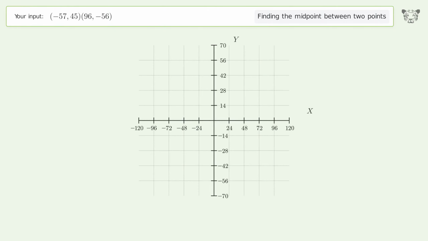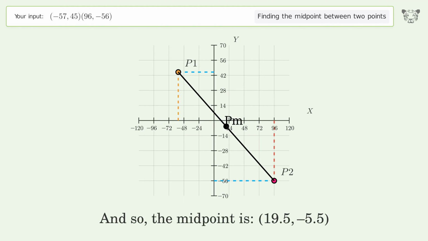And so, the midpoint is 19.5, negative 5.5.